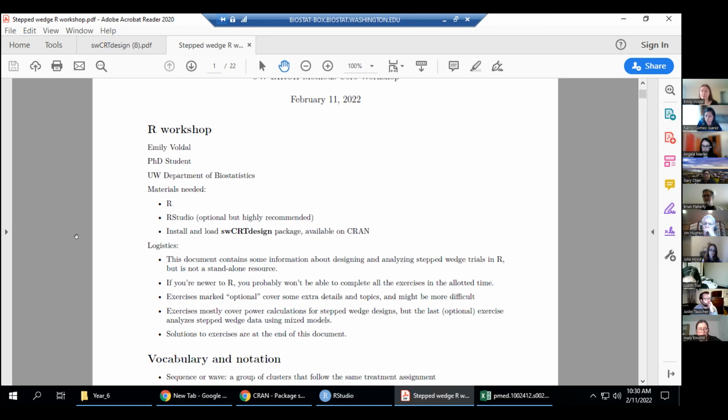The exercises are set up with a core set that covers the basics, and then some optional exercises that go on more detailed tangents or might be a little more difficult. I'll leave it up to you to decide which optional exercises you want to tackle. They mostly cover power calculations, although the last optional exercise goes into implementing those models that you saw in the first portion of the workshop. So if you're interested in actually fitting those models, you might want to save some time for that last exercise. Solutions to exercises are at the end of this document starting on page 10. So if you're working on this later, or just want to check your work, you can take a look at those.